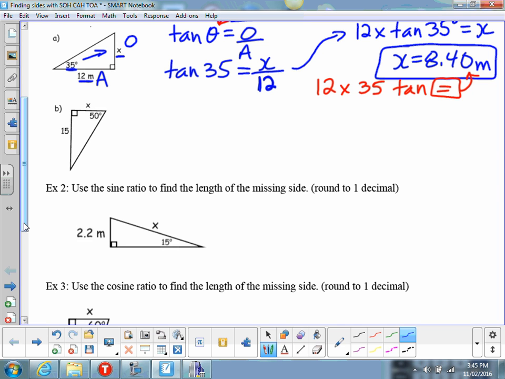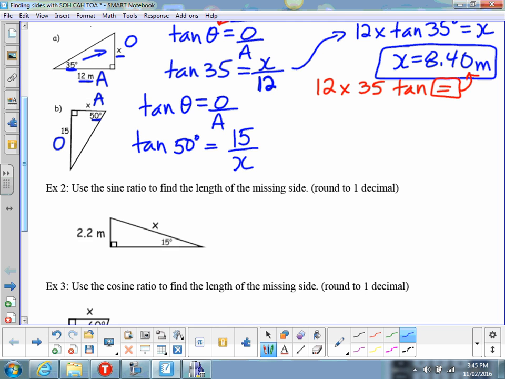In B, we're working with this angle 50. Side 15 is opposite, and side x is adjacent. So again, we're working with tan. This time the angle is 50 degrees. The opposite side is 15, and the adjacent side is x.